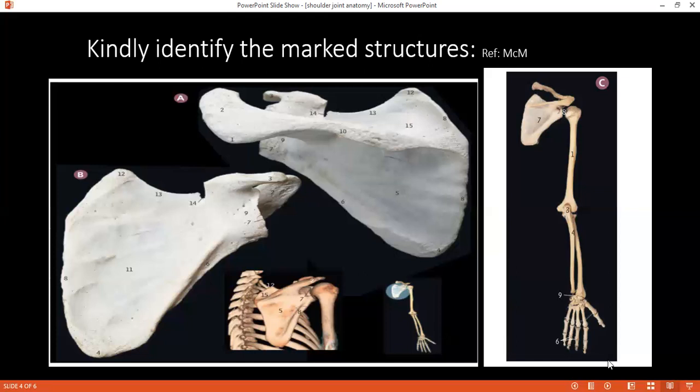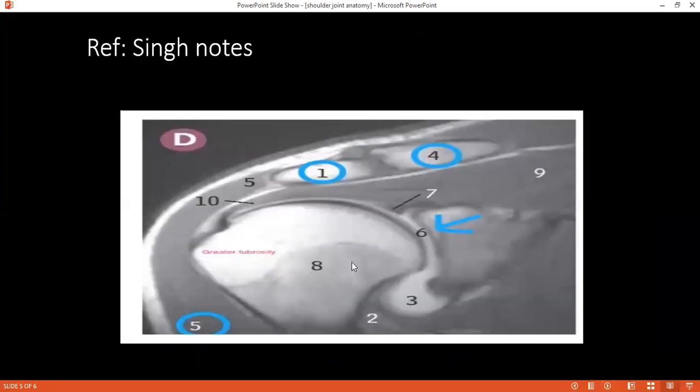Right, one more. Okay, what kind of image are you looking at? I'm looking at an arthrogram picture of the shoulder. Can you identify which shoulder, maybe? This is the right shoulder.